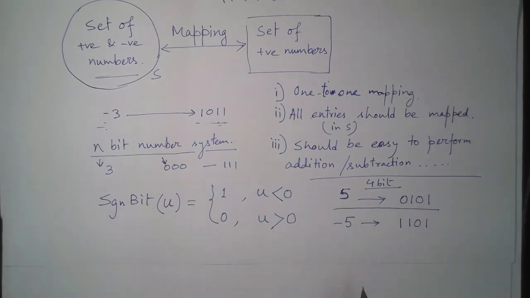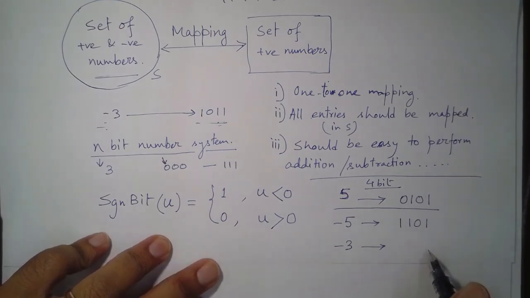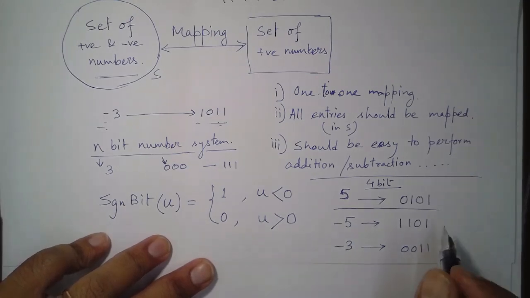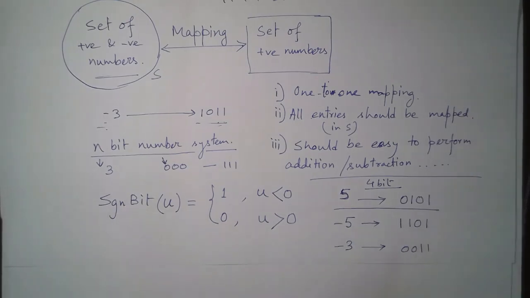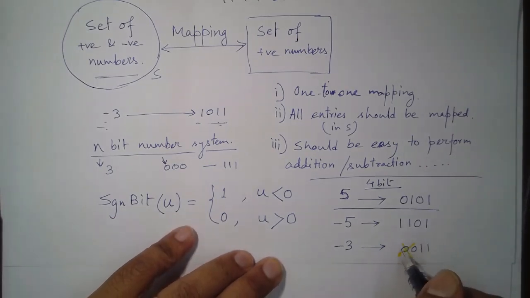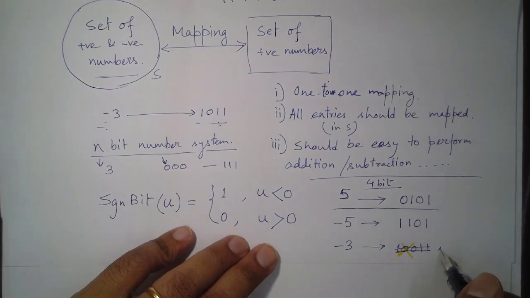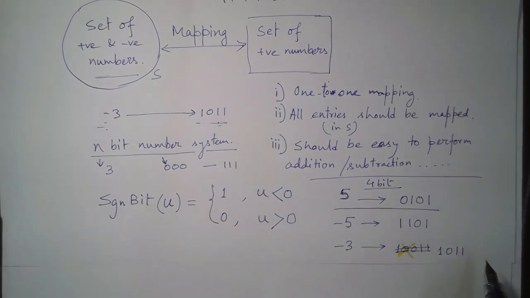You can take another example, let us say minus 3. So, how will you represent 3? 3 will be 0 0 1 1. Since it is minus 3, this most significant bit will not be 0, it will be 1. So, let me write it down completely. The representation will be 1 0 1 1. So, that is the representation for minus 3. I hope this makes sense.